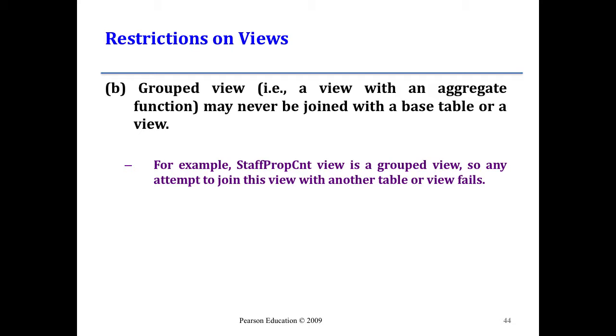Okay, so here's a second restriction. There's only two restrictions on the queries that you can do on views. The second one is if it's a group view, i.e. you use the group by operator or anything that involves an aggregate function, you can't join that with a base table or another view. So our staff property count was a group view because we grouped by branch number and staff number, so we can't attempt to join this view with any other table or any other view.